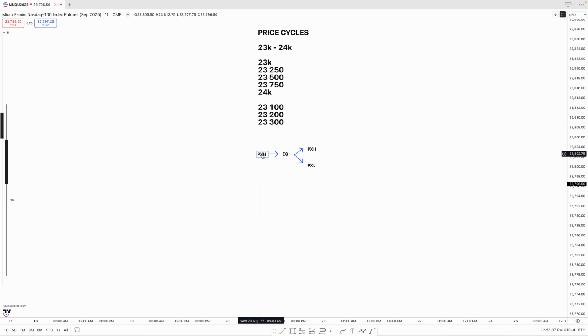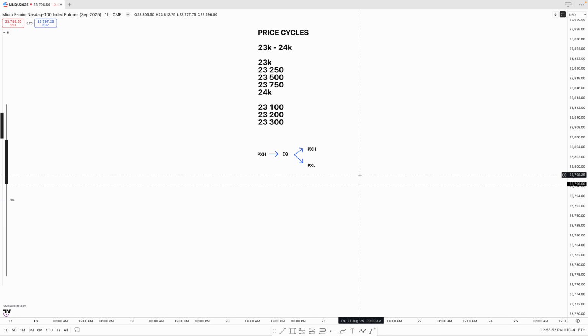And then the way they interact, let's just say price is at 24,000. We're going to go to equilibrium. So let's say we go to 23,500. So price is going to go from the high of whatever cycle you're looking at to the equilibrium of that cycle. And then from the equilibrium, it's either going to go back to the high or down to the next cycle low. So from equilibrium will determine how price continues. It'll determine the order flow of price from the equilibrium of the cycle, whatever cycle it is, which might be a little confusing, but just remember this little diagram because it will help you once you grasp the actual idea of price cycles.